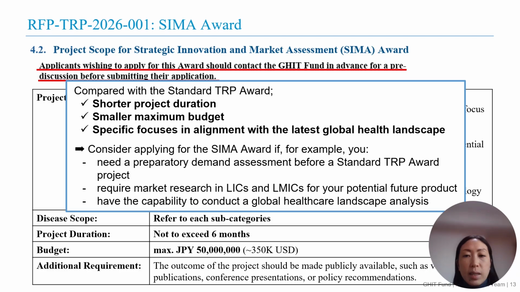In summary, the CIMA award has a shorter project duration of 6 months, with a smaller budget cap of 50 million Japanese yen, and specific focuses aligned with the latest global health landscape. For example, CIMA may be suitable if you need to conduct demand assessment, market research in low-middle income countries, or global healthcare landscape analysis. Please refer to the RFP for full details. And again, contact GHIT Fund before submitting an application.